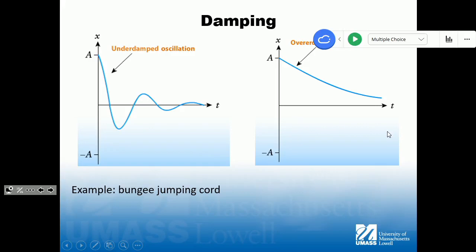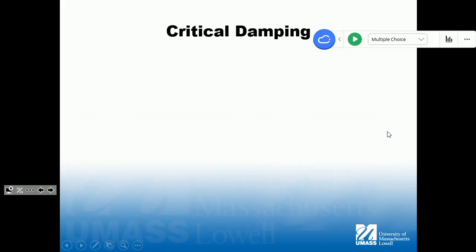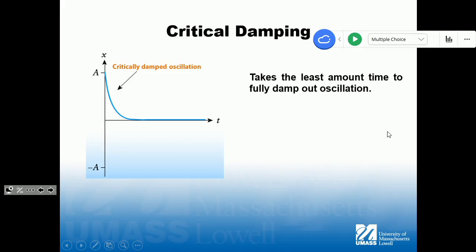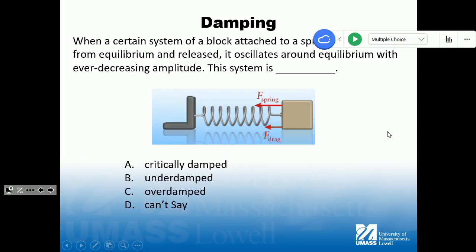Critically damped is the same thing as overdamped, except it's faster. A critically damped oscillation is the fastest way you can get back to equilibrium. Which is why cars are critically damped for suspension. So this is what that will look like. It takes the least amount of time to fully damp out the oscillation. And examples are, of course, your shock absorbers.